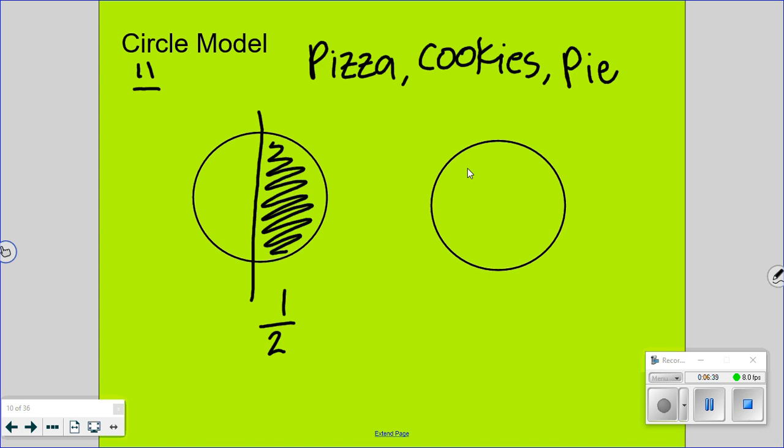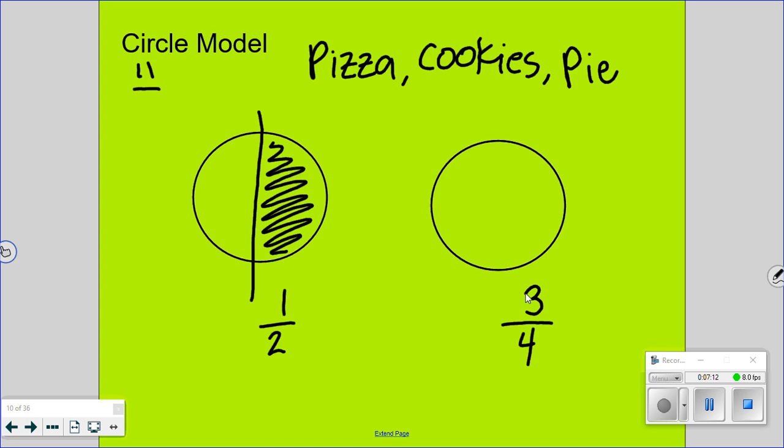And I want you to make the fraction on your circle 3/4. So draw a circle, and then I want you to show the fraction 3/4 in that circle. 3/4 as a number looks like this. I know that I need 4 pieces because I'm counting fourths. If I'm counting fourths, I need 4 pieces.